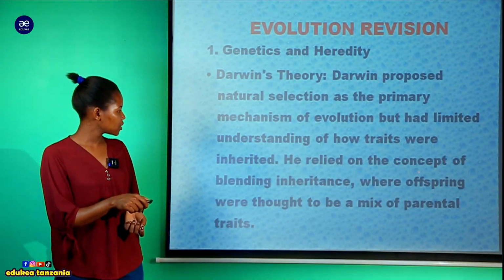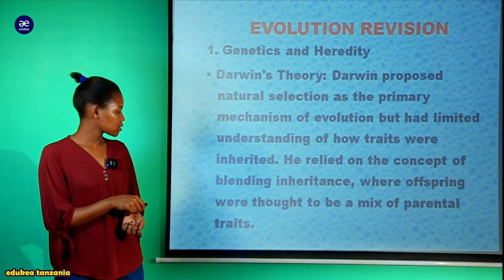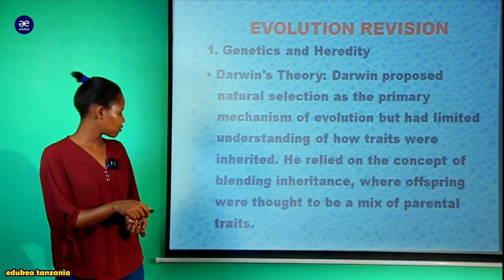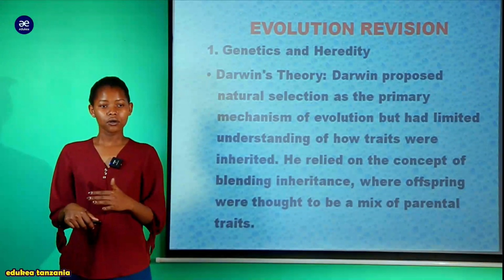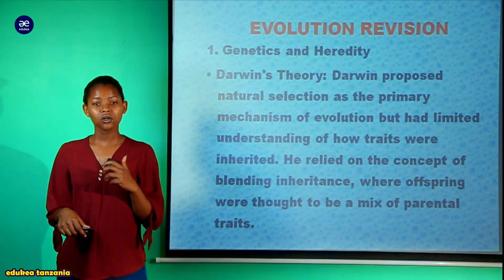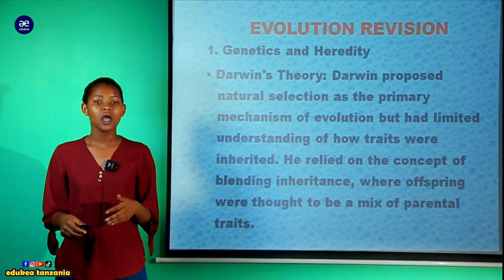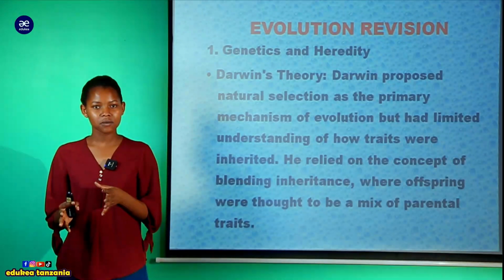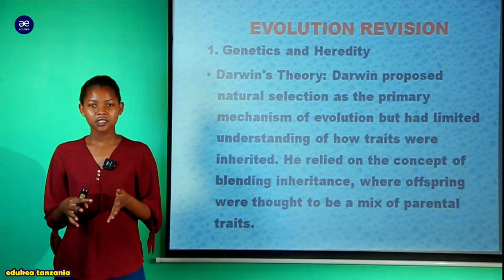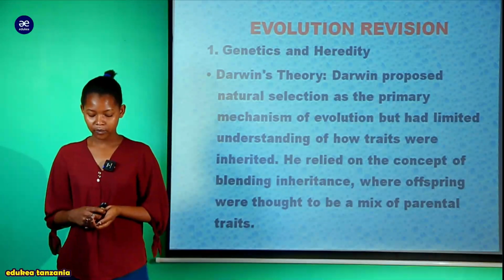And he relied on the concept of blending inheritance, where offspring were thought to be a mix of parental traits. So on genetics and heredity, he did not provide the critical mechanism showing how traits are inherited, but he only told us it is some sort of trait mixing between parents to obtain the offspring.